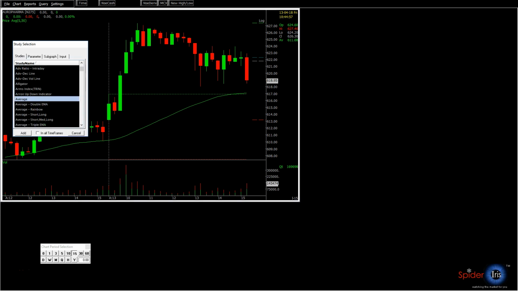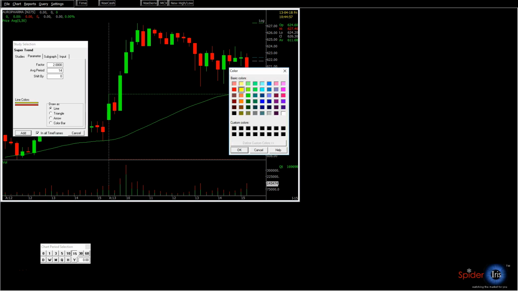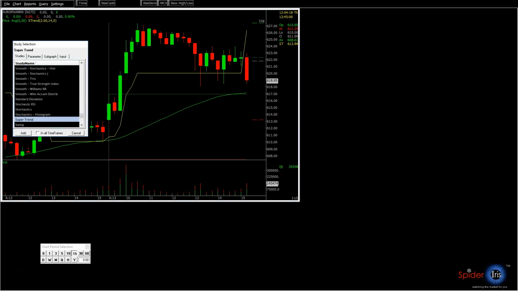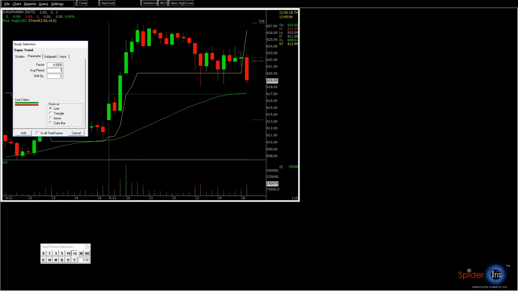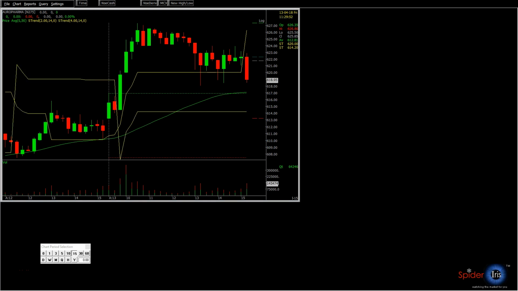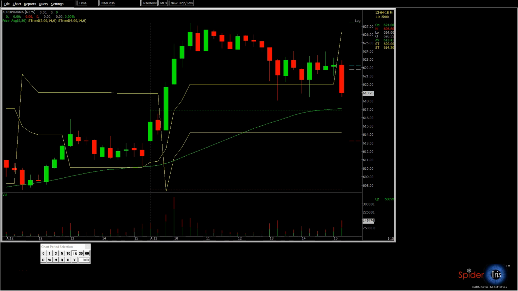And next, I'm going to add the super trend indicator with a parameter of 2 and 14, right? And I'm going to change the color of the lines, and I'm going to plot another super trend indicator here with parameters 4 and 14, and I'm going to change the color as well. Alright, so now as you can see, let me maximize this window so it is easier to look at, right?